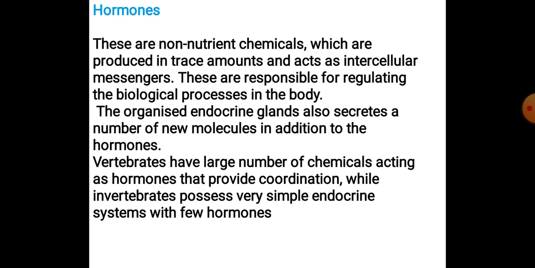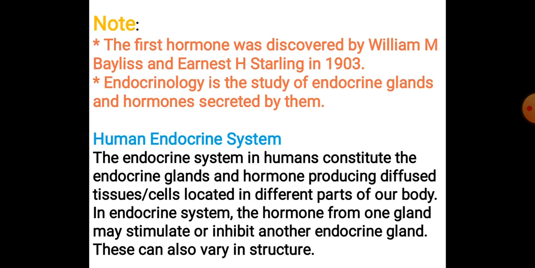The organized endocrine glands also secrete a number of new molecules in addition to hormones. Vertebrates have a large number of chemicals acting as hormones that provide coordination, while invertebrates possess a very simple endocrine system with few hormones. So human beings are vertebrates, and we have a very complex body design. Here a number of hormones are secreted just to provide coordination among the different organs of the body.